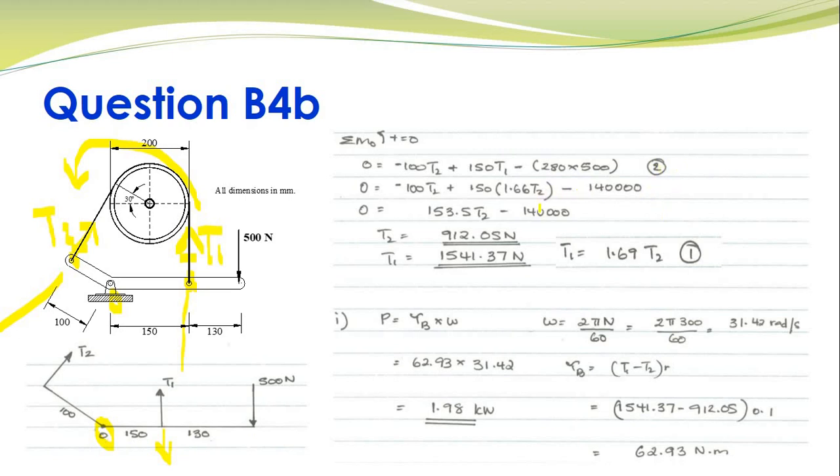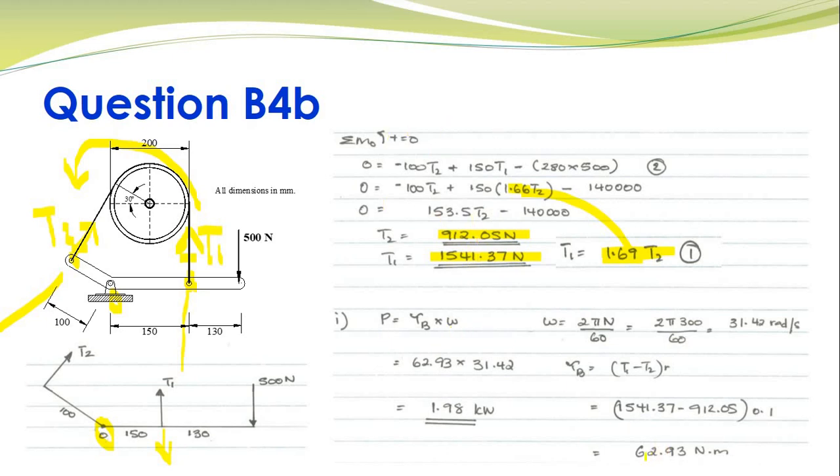So I already know that my T1 over T2 is given as 1.69. So again, it's just a typo over here. So 100 T2 minus 150 T1, when you know that T1 is 1.69 T2. So substitute this over here and you can solve for your T2. So T2 was 912 Newton and T1 is 1541 Newton. So this is how you will solve for your T1 and T2 using sum of moments, right?